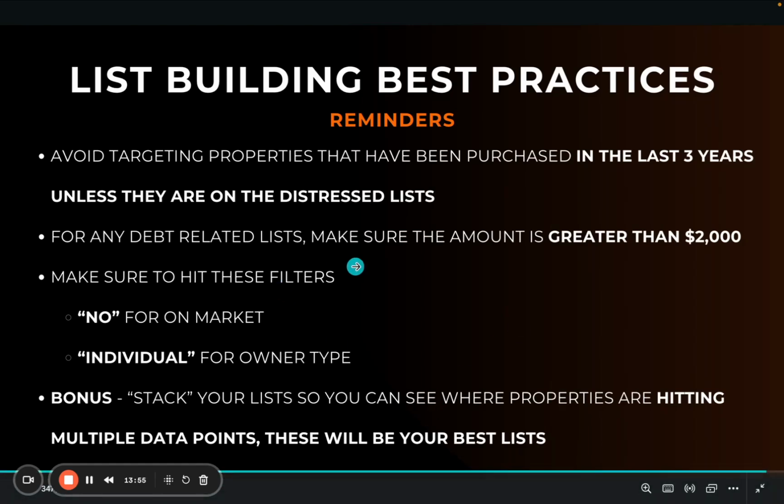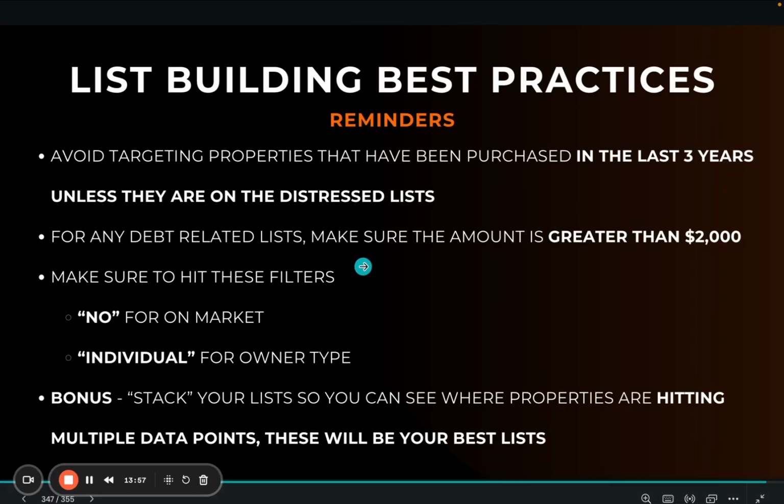That goes without saying. If you're going to go after any debt-related lists, things like tax delinquents, make sure that the amount of debt is greater than $2,000. I've found that anything lower, these people are just not motivated enough to sell. Maybe in some markets, $1,000, $1,500 could definitely be a lot of money. But I think in the majority of markets in the greater US, $2,000 even is probably not enough to get people to want to sell their home. So just keep that in mind.